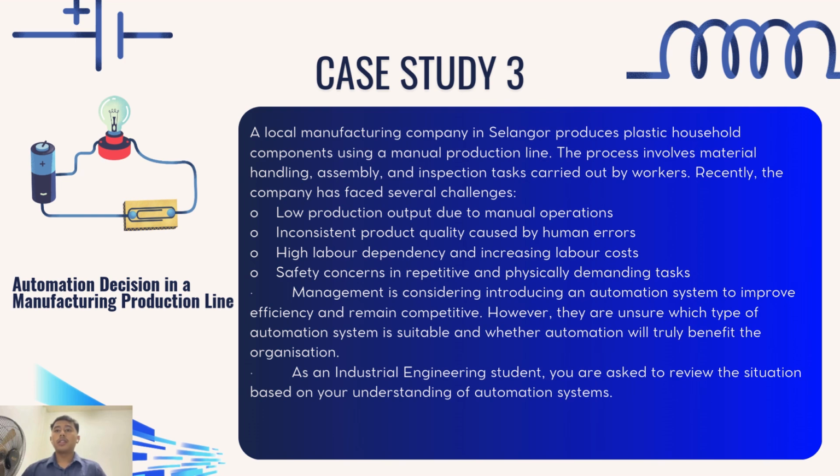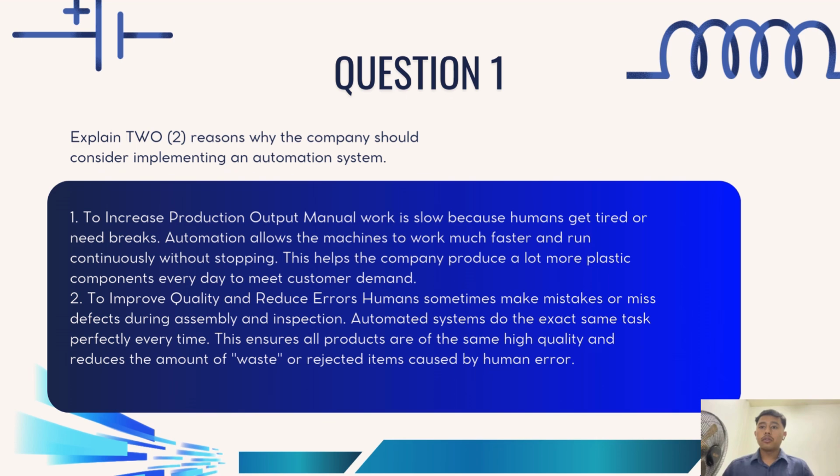Next, this is the scenario of case study 3, which is focused on the topic about automation decision in a manufacturing production line. Question 1 for case study 3 is, explain 2 reasons why the company should consider implementing an automation system.